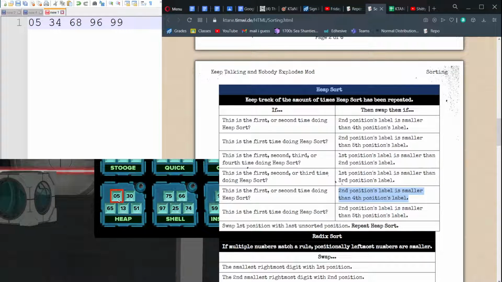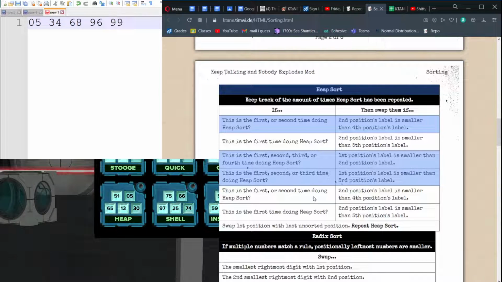We swap 2 and 4 if 2 is smaller than 4, which it is. And then 2 and 5 if 2 is smaller than 5, which it is. And then we repeat. However, this is the second time we're running this. So, we're going to do this, this, this, and this. Let's see. Oh wait, before I do that, actually, we're going to swap the first position with the last unsorted position. So, 30 is the last unsorted position, so we're going to swap these two numbers.